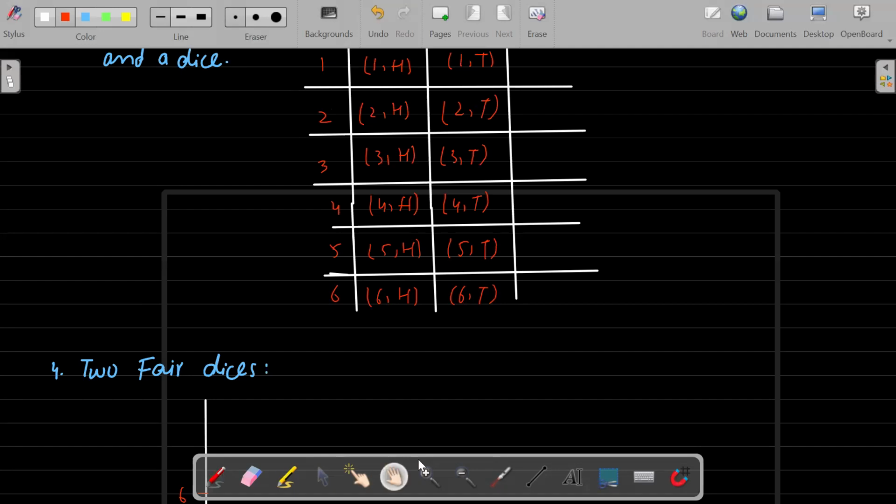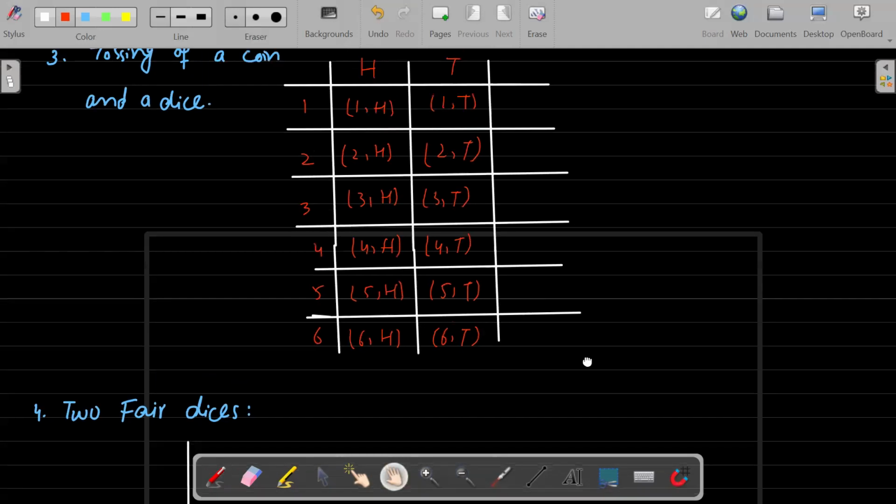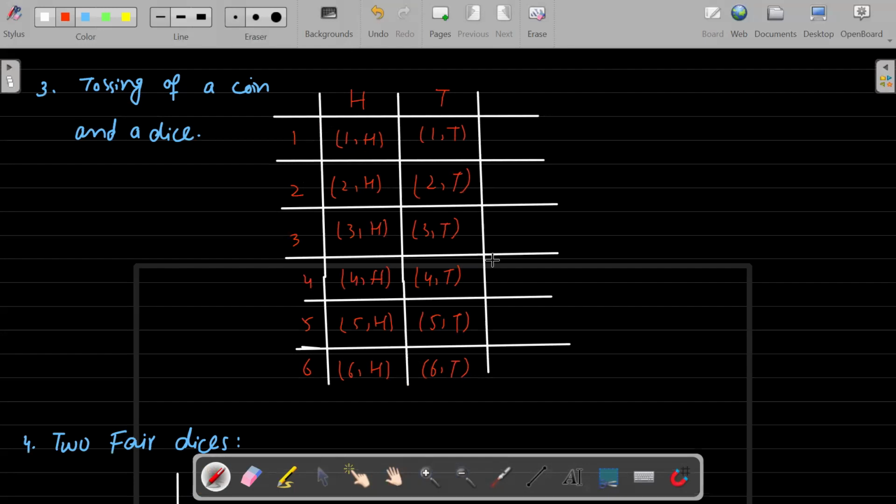Now let's talk about the possible outcomes. Total outcomes, let's count them all. 2, 4, 6, 8, 10, and 12. So total outcomes are 12. These are the possible outcomes which can be figured out after this experiment.